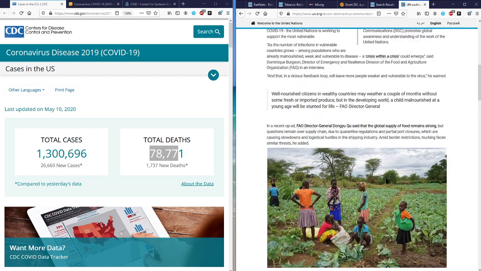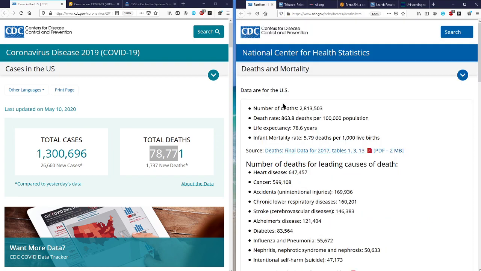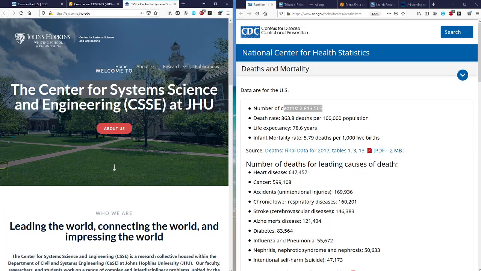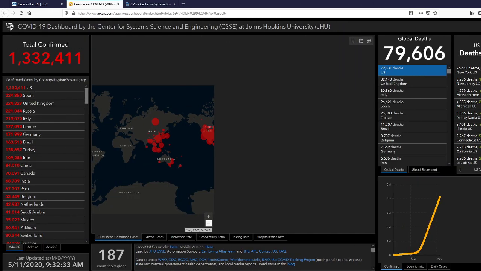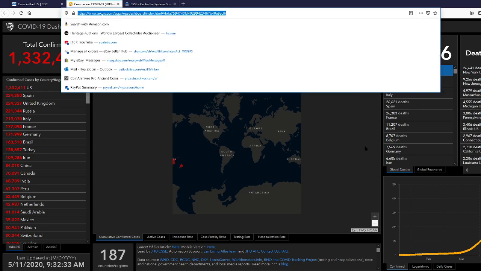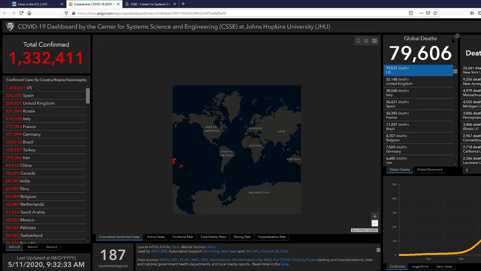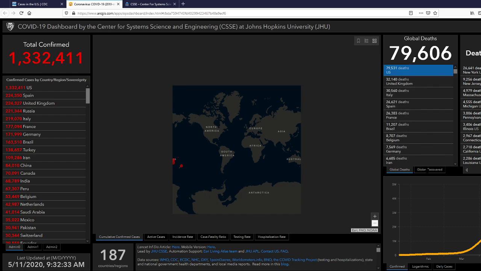So reviewing the information in the context of these numbers, and then also looking at the global numbers, just looking at the world numbers, hundreds of millions compared to that.